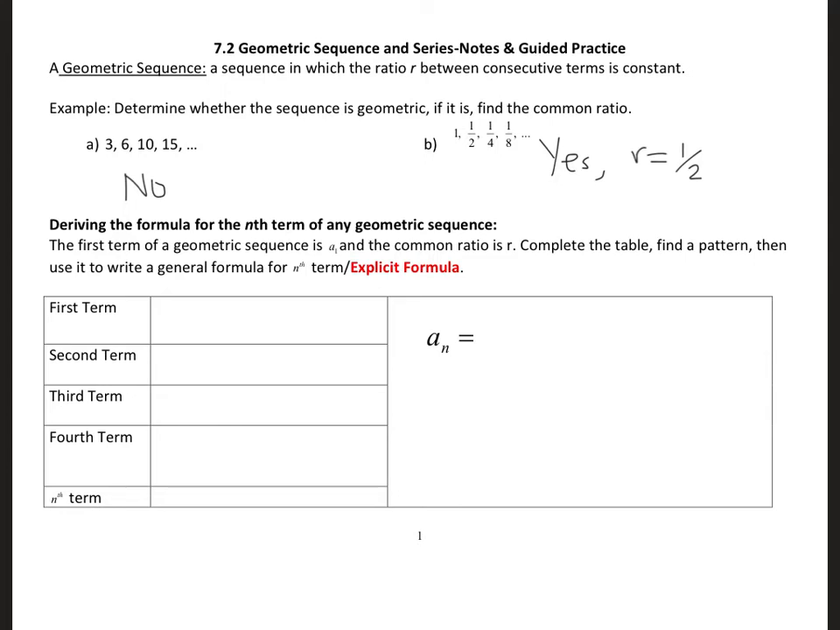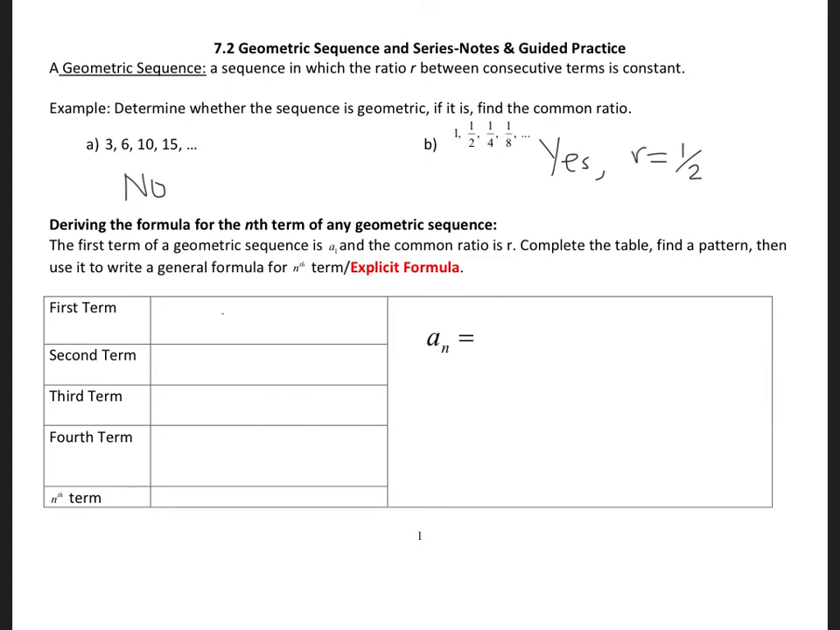Now the next thing, we are going to determine the formula for the nth term of any geometric sequence. The first term of a geometric sequence is a subscript 1, and the common ratio is r. We are going to complete the table, find a pattern, and write the formula for the nth term. Just reminding you, this is called the explicit formula.